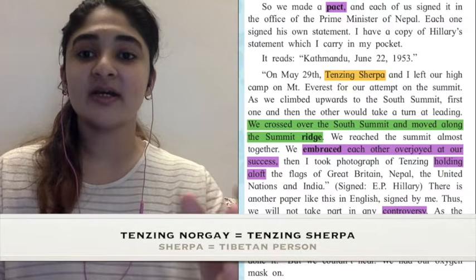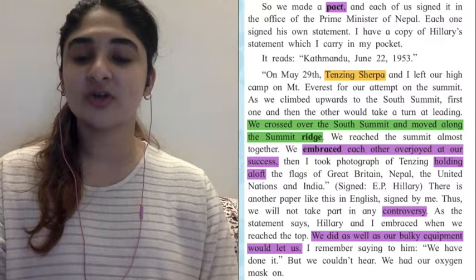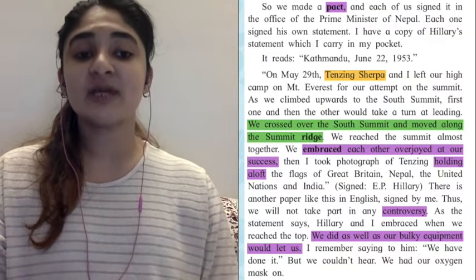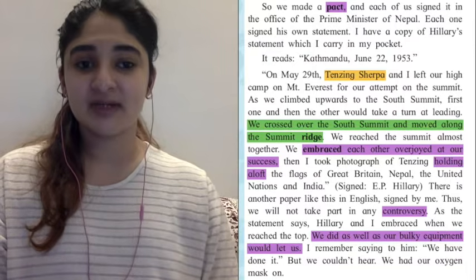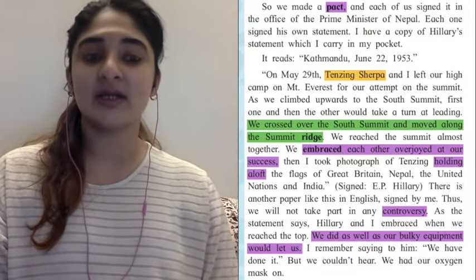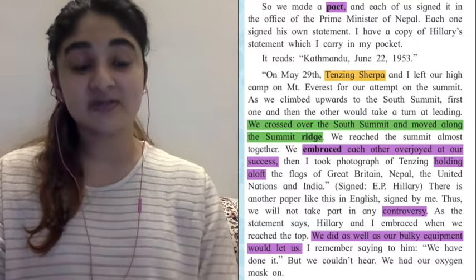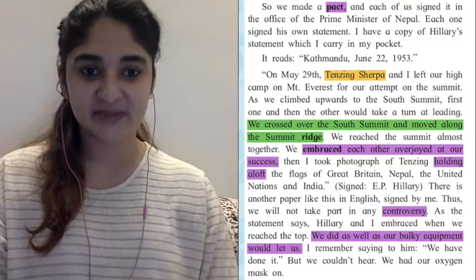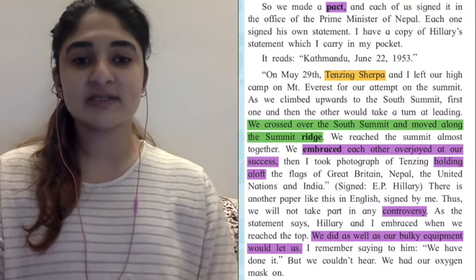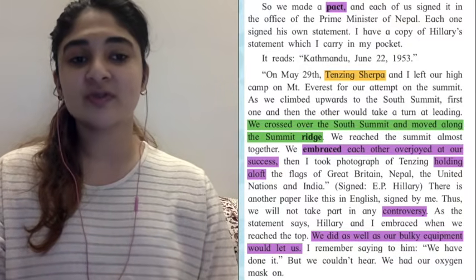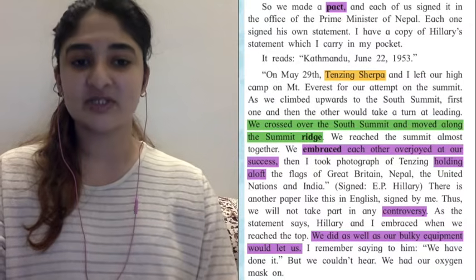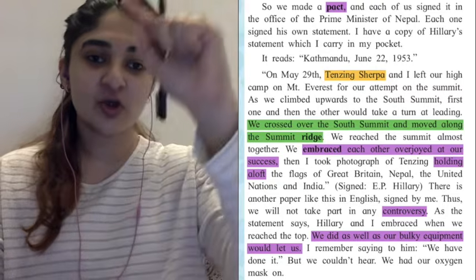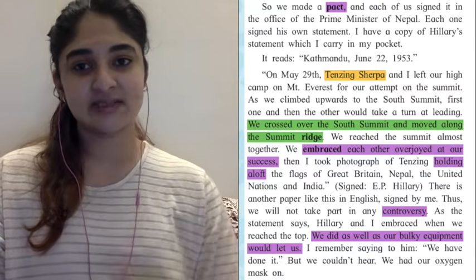And I, over here, means Hillary, because this is the copy of Hillary's statement that the author is reading. As we climbed upwards to the south summit, first one and then the other would take a turn at leading. The same we have seen previously, where both the mountaineers were alternating between who took the lead. Later in green, as you can see it is written, we crossed over the south summit and moved along the summit ridge. So they crossed over the south summit. Summit is the top of the mountain. They crossed over and started moving towards the summit ridge.